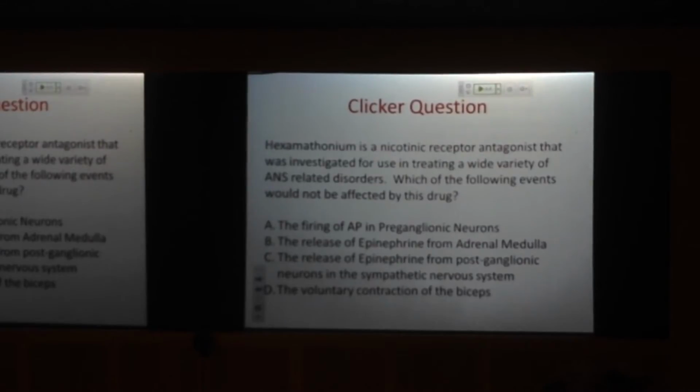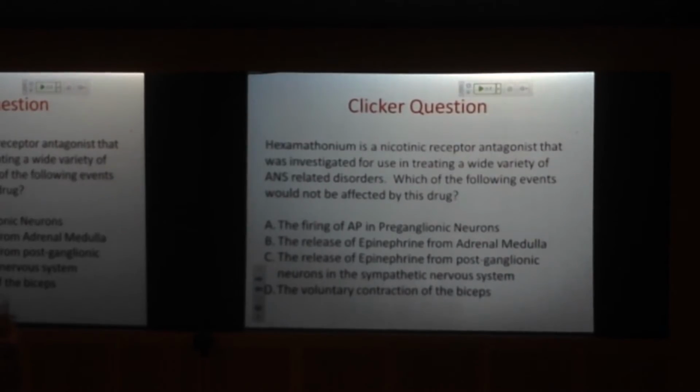Okay. The voluntary contraction of the bicep: skeletal muscle also has the nicotinic receptor, so we're of course going to affect your skeletal muscles. This is also something when you smoke, you feel kind of energetic, your muscles are kind of maybe contracting. This is because of the activation of the nicotinic receptors on the skeletal muscle.